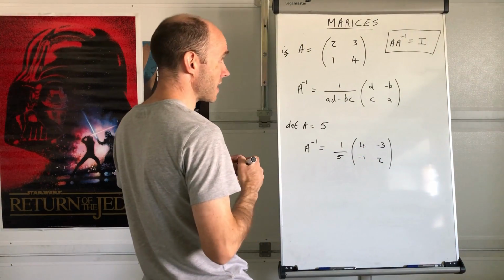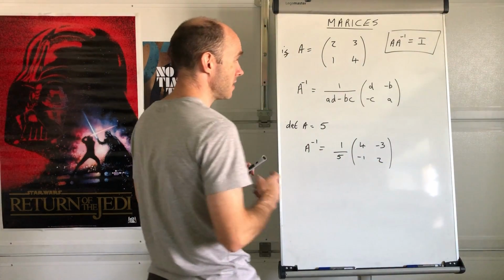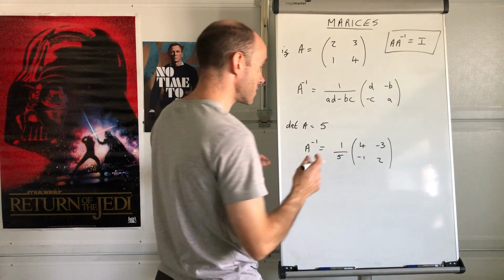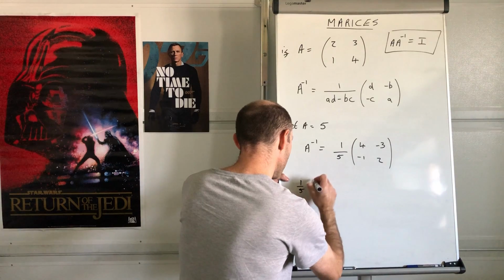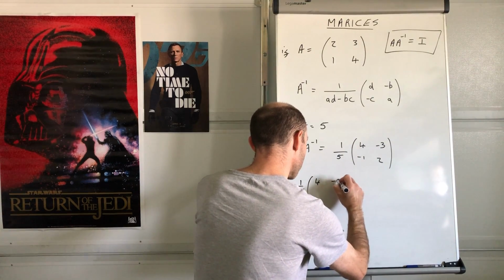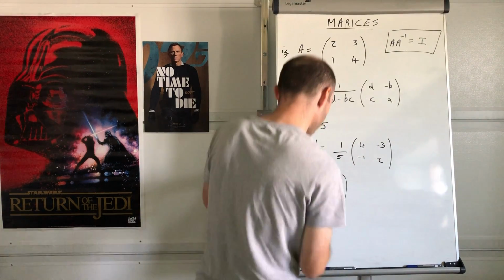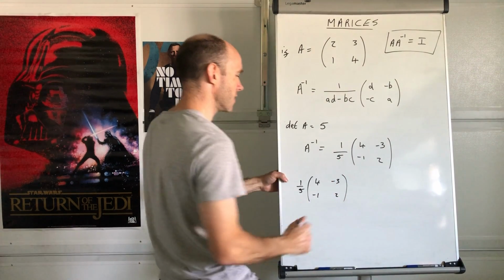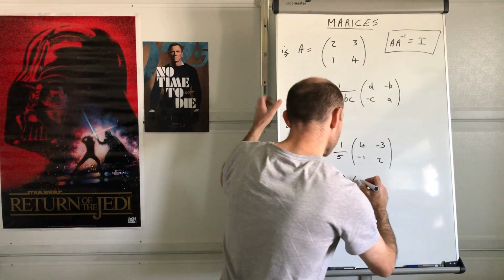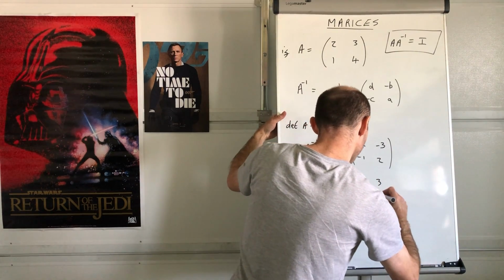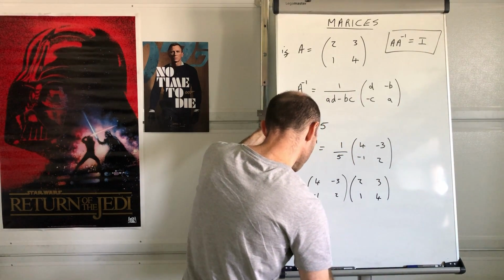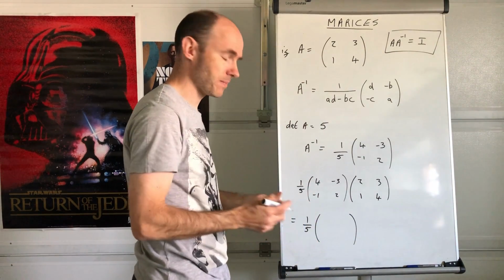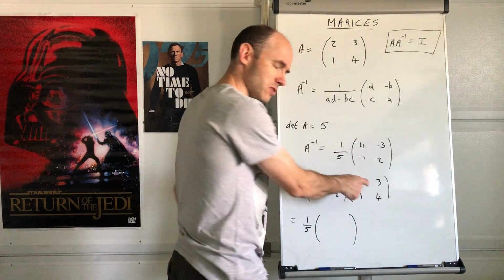So it should be the case that in any order, the order doesn't matter. If I multiply that by that, I should get the identity. So what I'm going to do is just write down that for simplicity: 4, -3, -1, 2. So don't forget the 1/5, because that's part of this inverse matrix. And I'm going to multiply it by that, which is 2, 1, 3, 4, and we're going to see what happens. For simplicity, I'm keeping the 1/5 there, because then I just end up multiplying integers together.